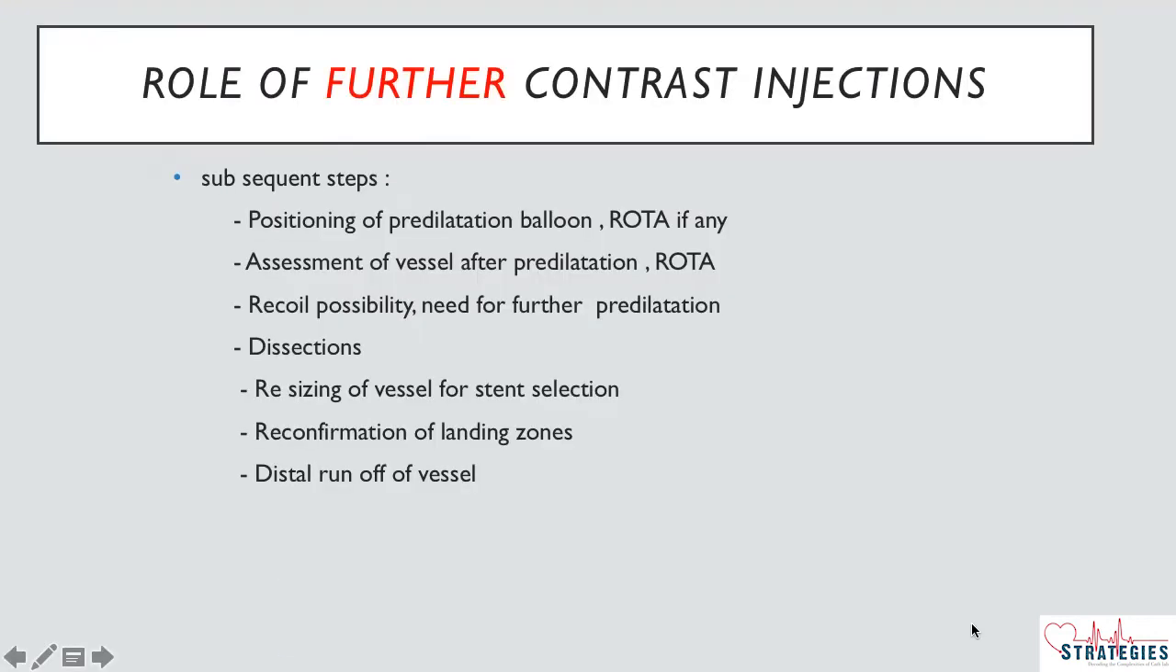And coming to the further injections. While doing angioplasty, we keep doing injections in between. So what are the various reasons why we give them? It is the position of the pre-dilatation balloon, or assessment of the vessel after pre-dilatation, and recoil to understand whether the vessel recoiled after pre-dilatation, and to look for dissections, and sometimes resizing of the vessel after pre-dilatation, and reconfirmation of landing zones, based on change in anatomy and distal runoff of the vessel.